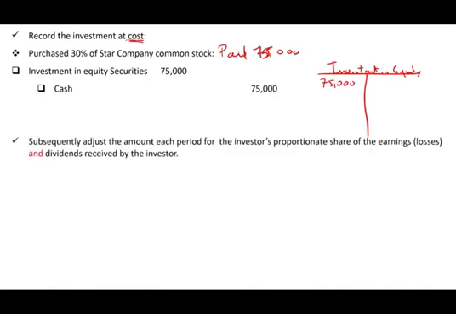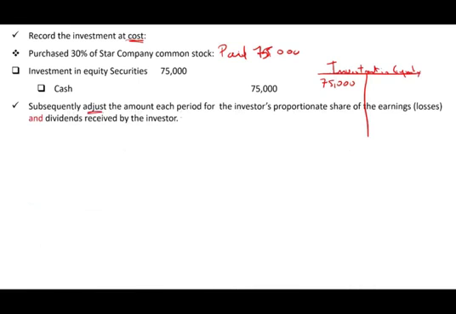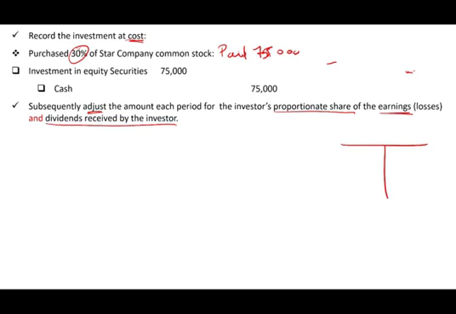So what happened after you invest in this company? Subsequently, adjust the amount each period for the investor's proportionate share of earnings and dividends received by the investor. What does that mean? Well, once you are an owner in this company, and you have significant influence because you own 30%, what's going to happen is this. You are going to ignore the market price fluctuation. So simply put, if the stock price of Star goes up, if the stock price of Star goes down, it doesn't concern you. Why? Because you have a significant influence. You're going to be using the equity method. We don't care about adjusting the investment up or adjusting the investment down. Investment in equity, and we have in there $75,000.